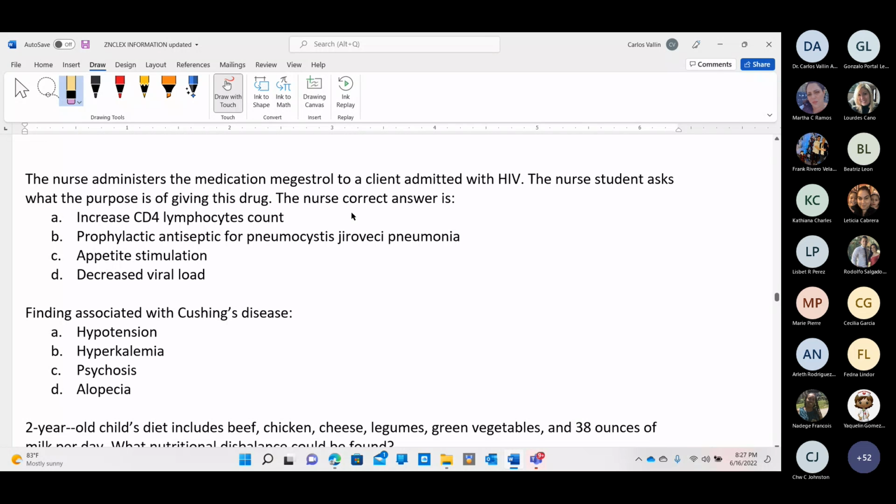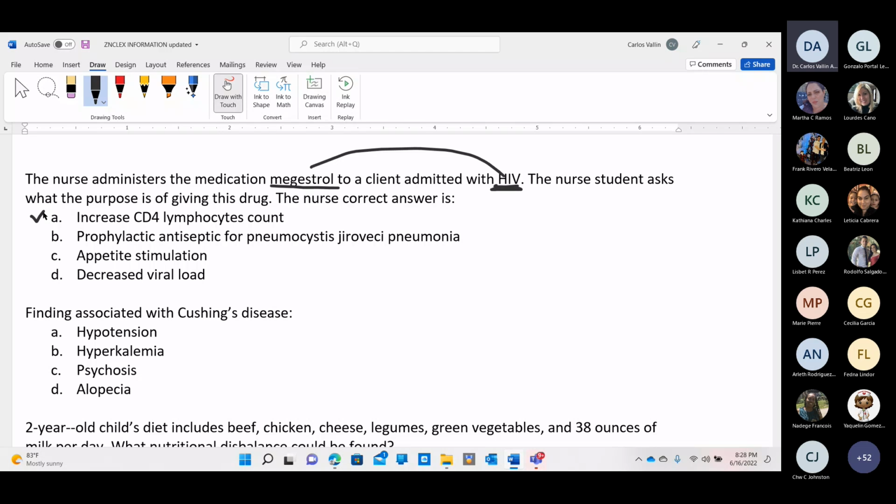Very good. The nurse administered the medication Megestrol to a client admitted with HIV. This is a question about a medication that maybe I know, maybe I don't. Suppose I have no idea what this is. It's given to a patient with HIV, so some relation needs to exist. The nursing student asked what the purpose of giving this drug is. The options: increase CD4 lymphocyte count.